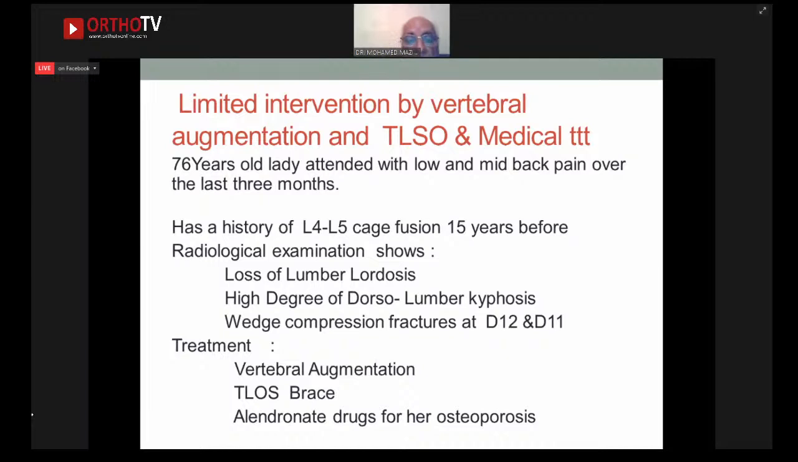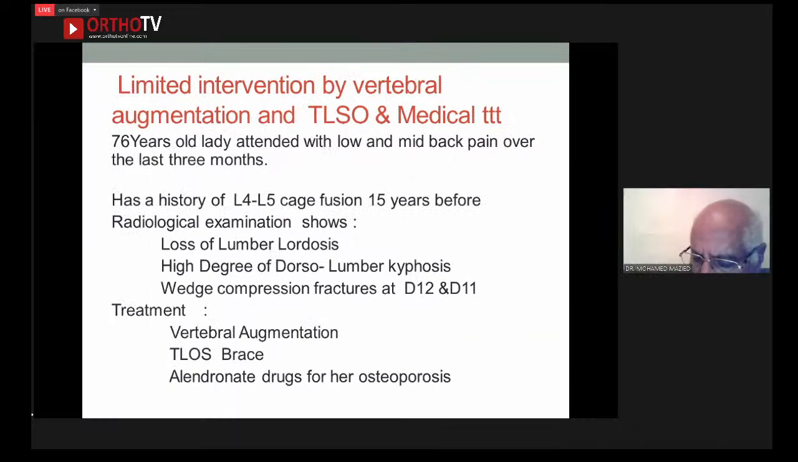So what to do? I thought about restoring her balance, correcting her spine and doing a very long fixation. My answer was no. I did vertebral augmentation and a long sacrolumbar orthosis, and I gave alendronate and a subcutaneous injection for stimulating the treatment of osteoporosis. And osteoporosis itself is a source of pain and could be a source of deformity because of the fracture of the vertebra on the lateral and medial side.